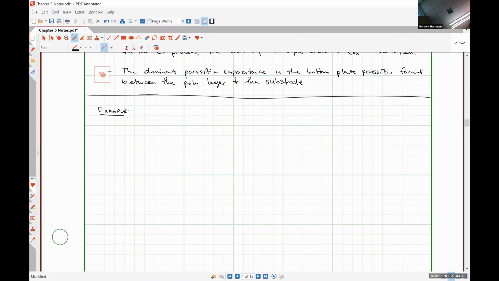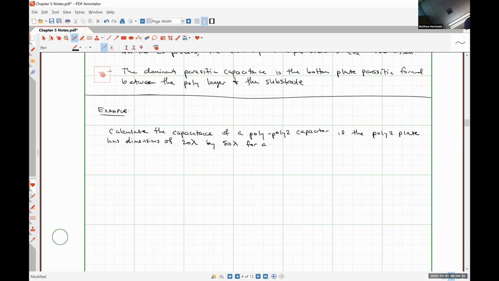So, capacitance of a poly to poly 2 capacitor, if the poly 2 plate has dimensions of, excuse me, not 20 microns, 20 lambda by 50 lambda, for a C5 process.